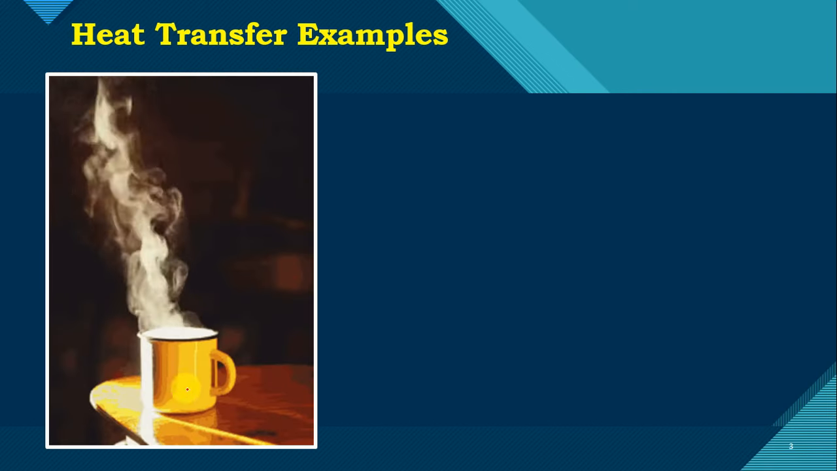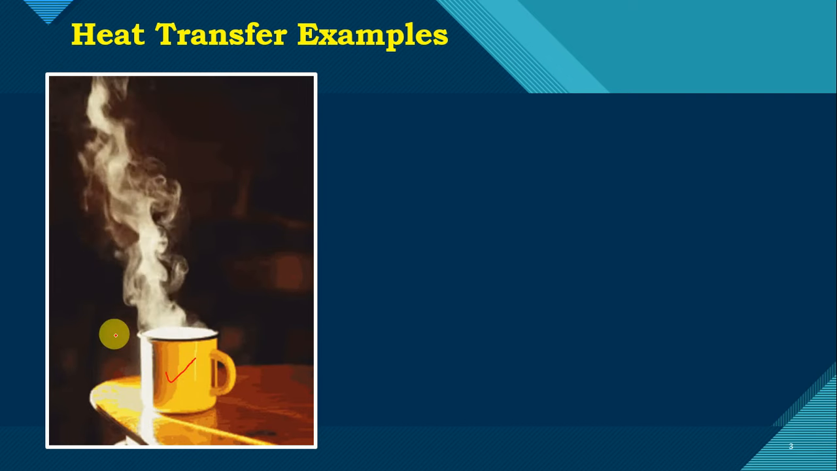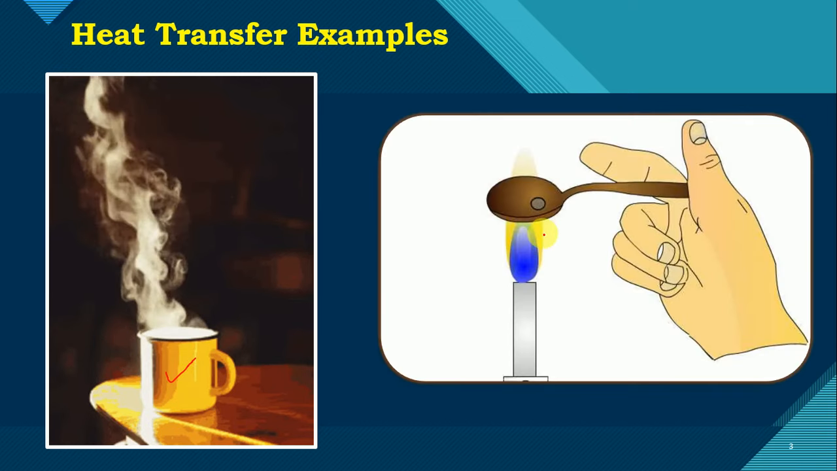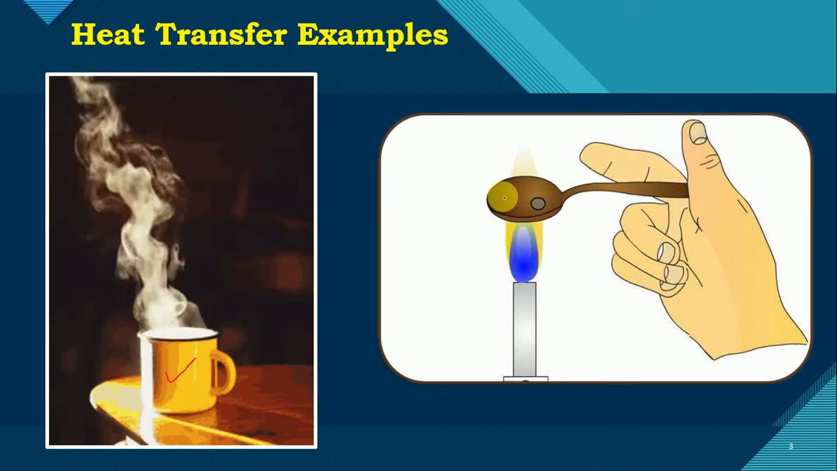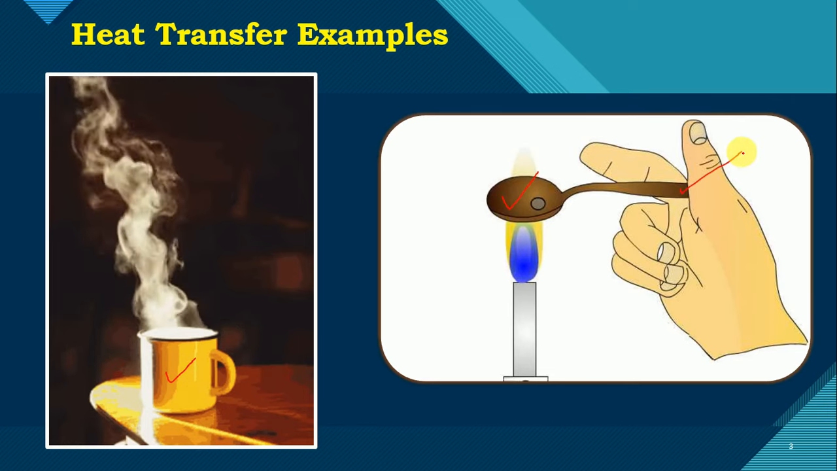This example I have already told: this is the hot body and the atmosphere may be the cold body, so heat will go away from the cup into the atmosphere. Okay, another example shown here is a spoon in contact with a heat source. This is the heat source, a candle, and one end of the spoon is in contact with the heat, whereas the other end is in the human being's hand.